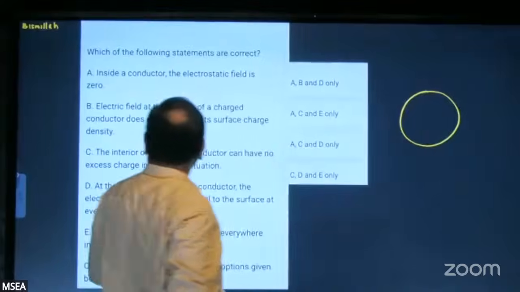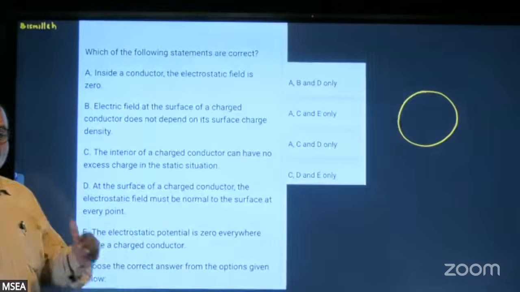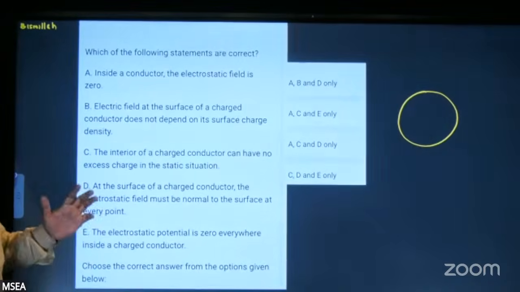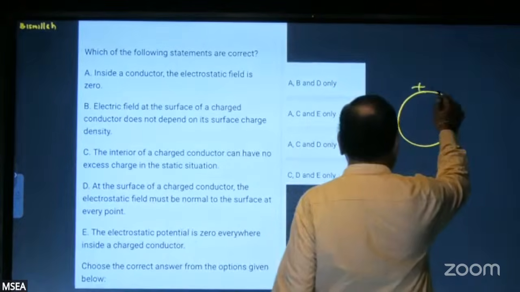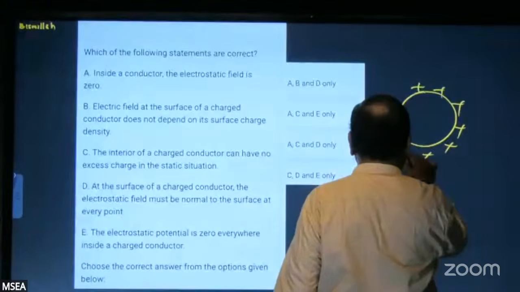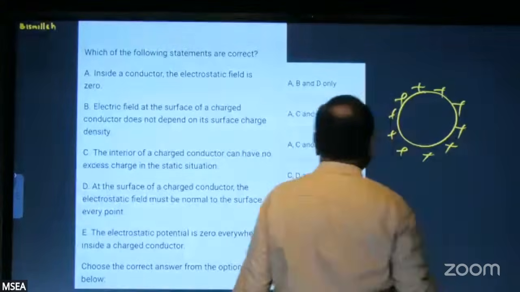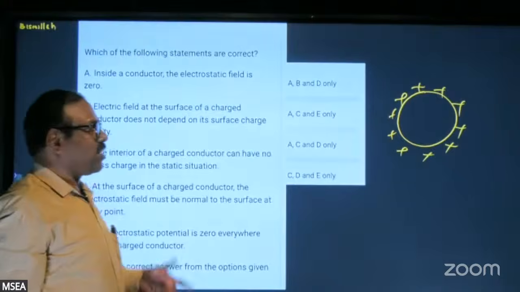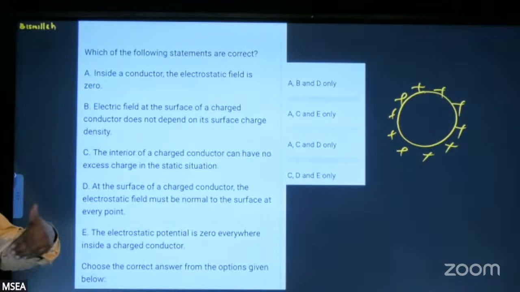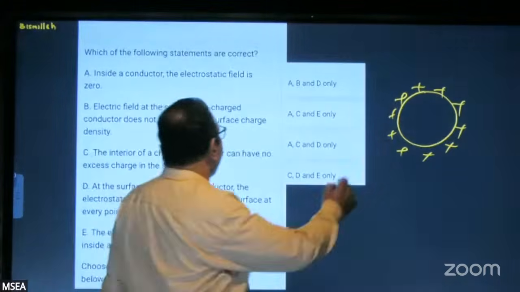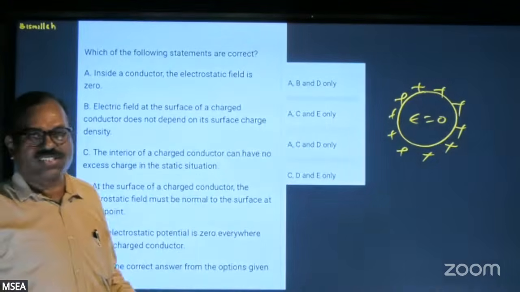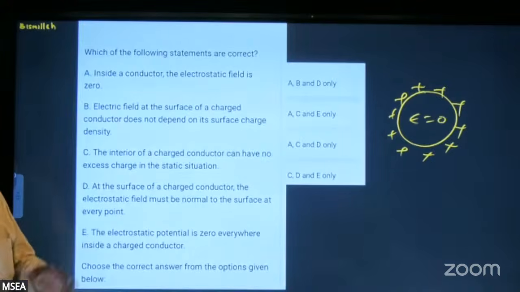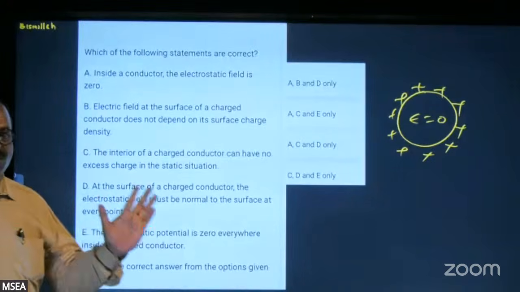Whenever you give charge to a conductor, immediately the charge will reside on the surface. It comes to the surface because it is a conductor. Okay, so once it comes to the surface, what is the electric field intensity inside the conductor? Electric field intensity inside the conductor becomes zero. As electric field intensity is zero, you must remember potential is constant.